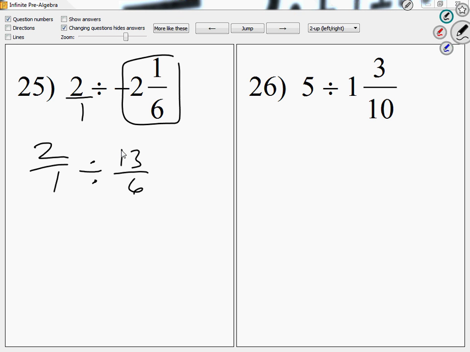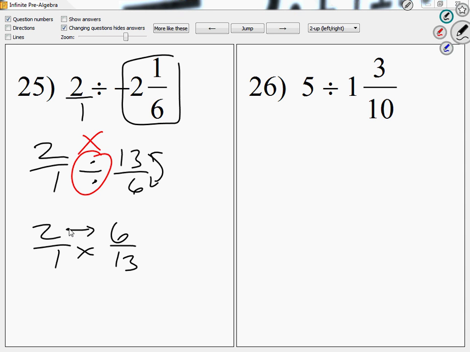And then for division, what we're going to do, we're going to change the division sign for a times and then switch the second fraction. So we're going to have 2 over 1 times 6 over 13. Right? Switch the second fraction. Simplify if you can. In our case, you cannot. Let me just multiply straight across. 2 times 6 and then 1 times 13. Big numbers at the bottom, so we're good.